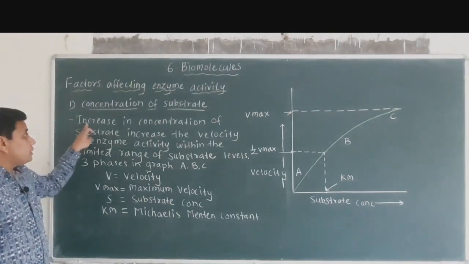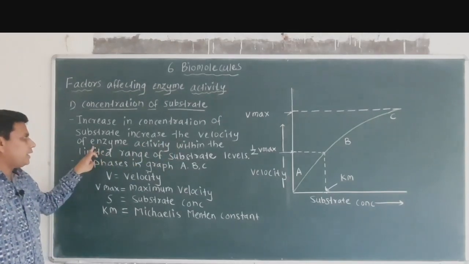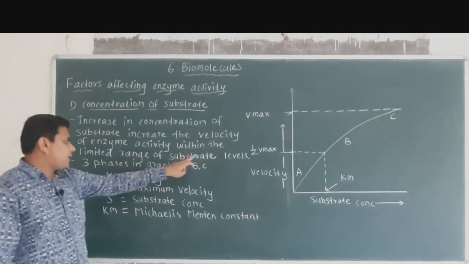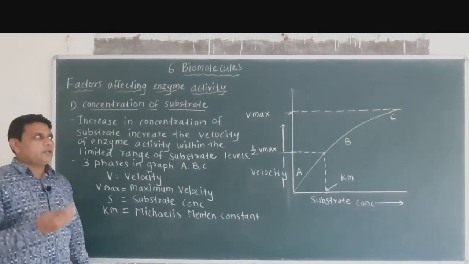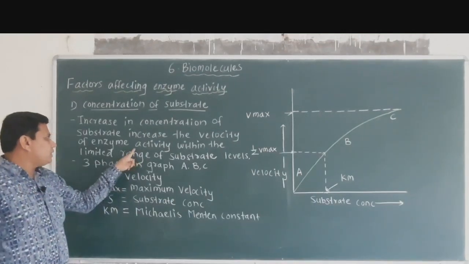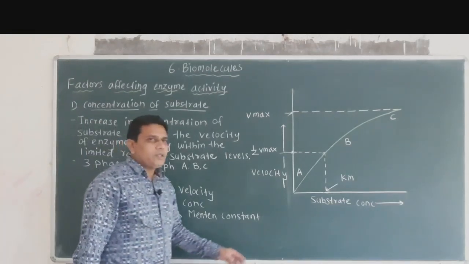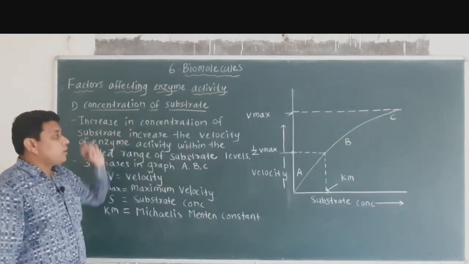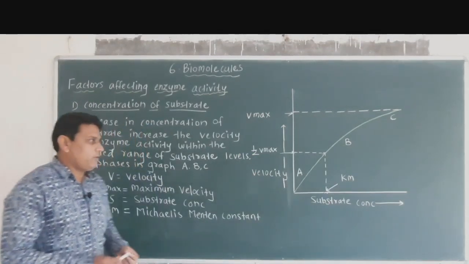So the increase in concentration of the substrate increases the velocity of enzyme activity within the limited range of substrate levels. That means as the concentration of substrate increases, the velocity of enzyme activity also increases within the limited range of the substrate levels. Then here we can see the graph showing the concentration of substrate and velocity of the enzyme activity.